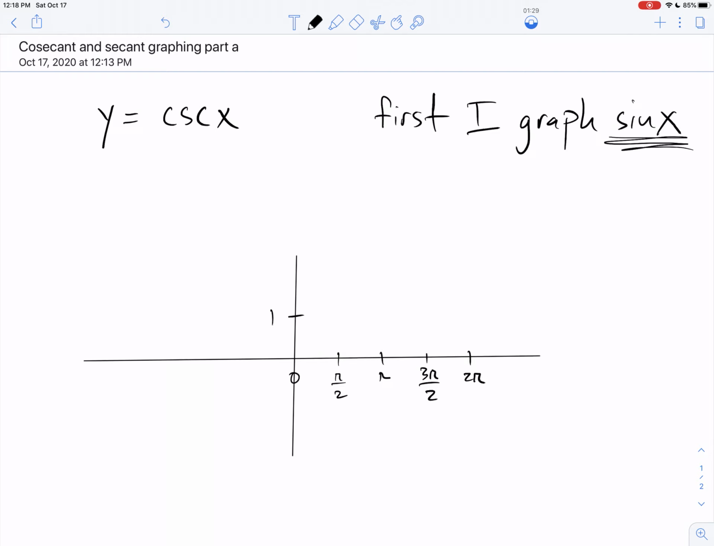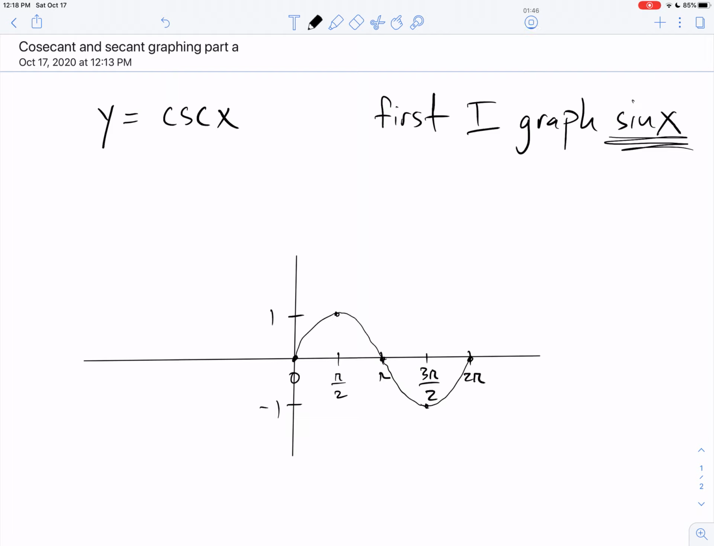Goes as high as 1, goes as low as -1. It starts on the line, then it goes above the line, then it goes back to the line, below the line, on the line. And this is my sine graph. It looks like this.